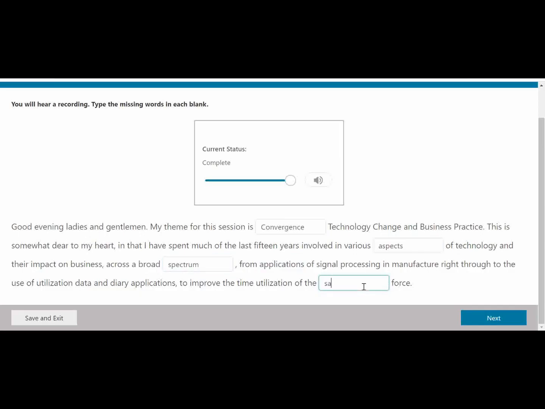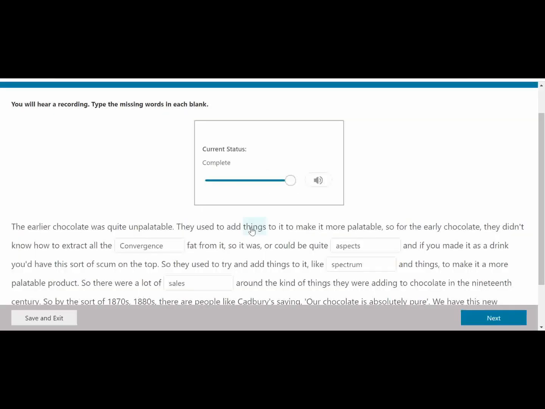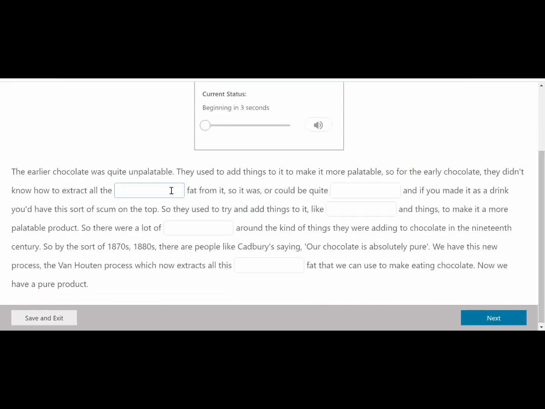And last one is sales forces. So check your spellings: convergence, aspects, spectrum and sales. So you will get 2 to 3 questions in the final exam.